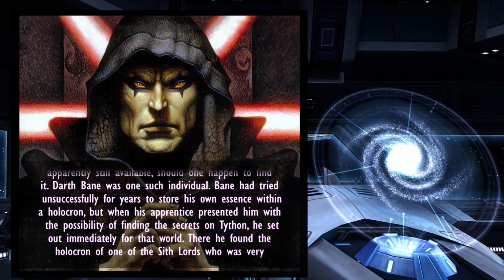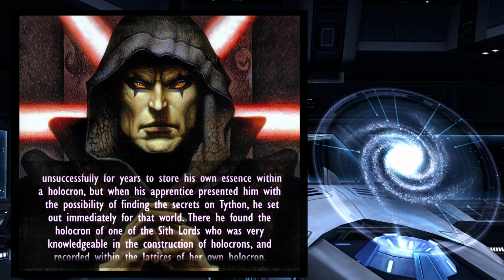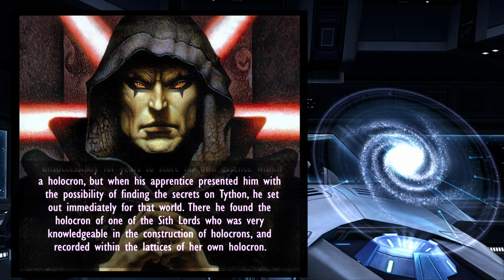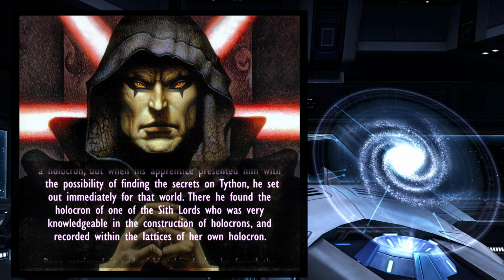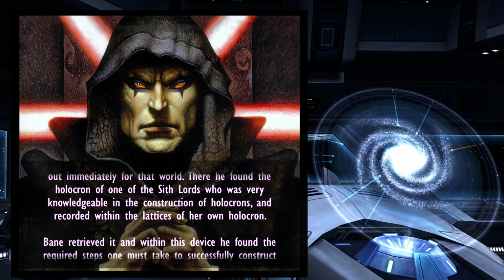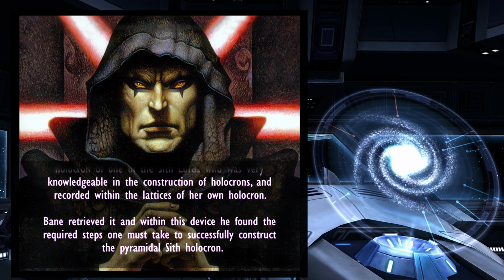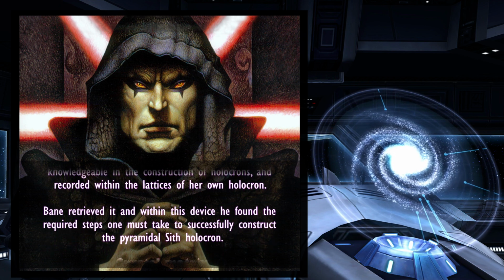Bane had tried unsuccessfully for years to store his own essence within a holocron, but when his apprentice presented him with the possibility of finding the secrets on Tython, he set out immediately for that world. There he found the holocron of one of the Sith Lords, who was very knowledgeable in the construction of holocrons, and recorded within the lattices of her own holocron.